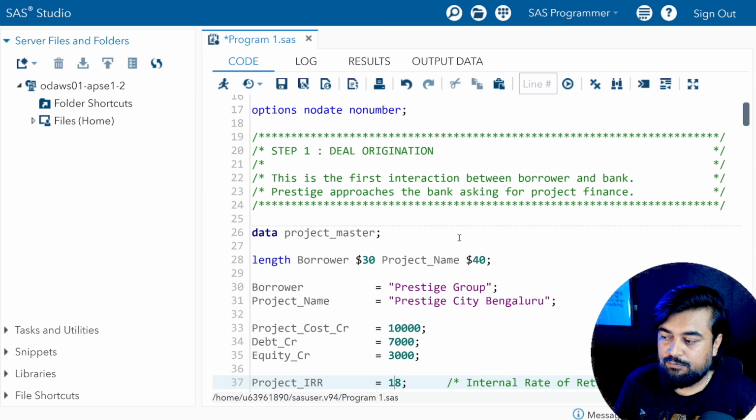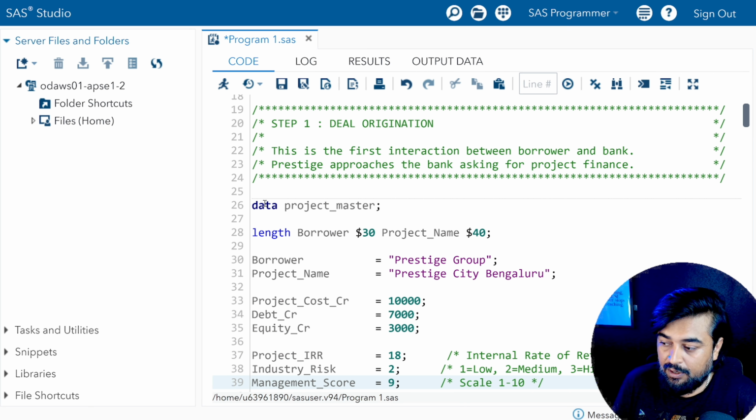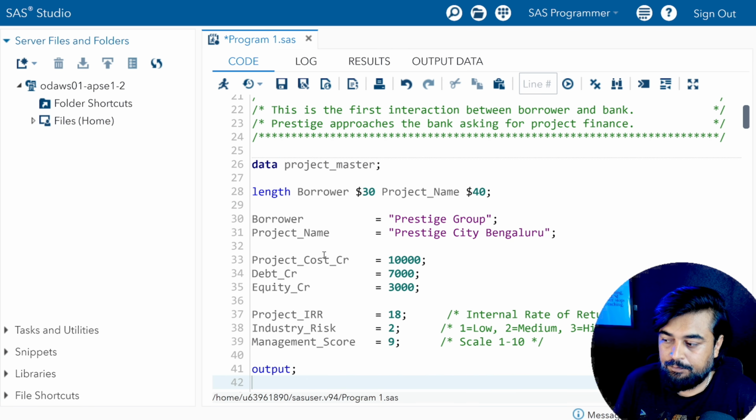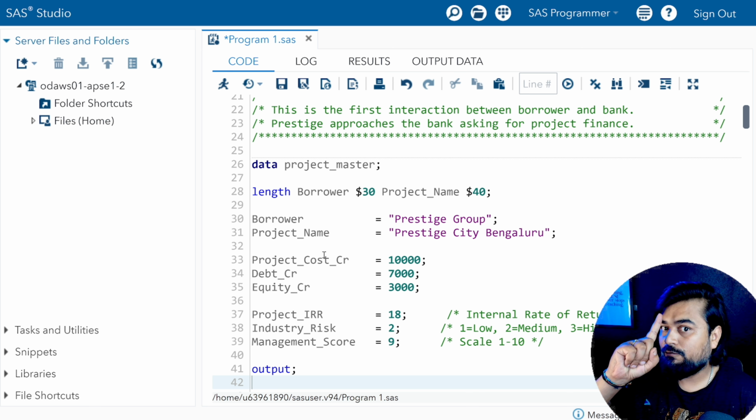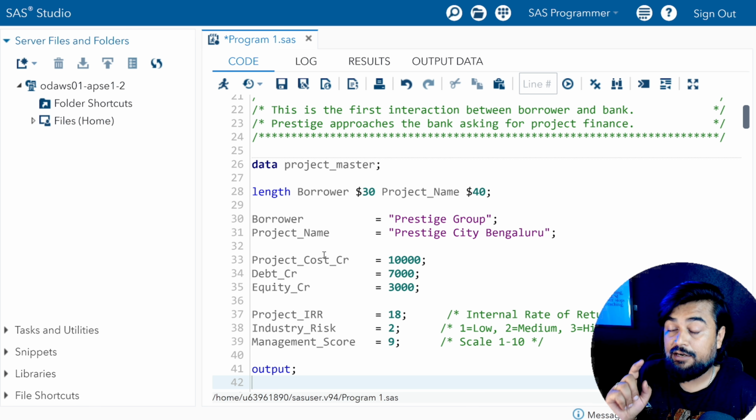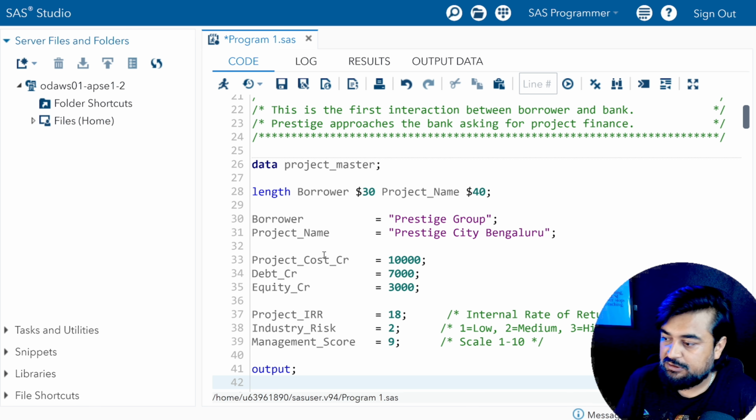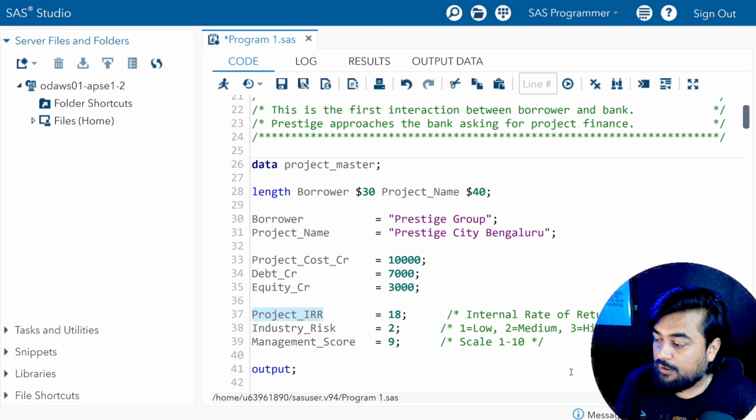So step 1 is the deal origination, where I'm creating a data set, project master, and I'm thinking from the perspective that there is one borrower. Don't think that we have so many borrowers. One borrower is Prestige. Now the borrower and project name are something we have defined. Project cost, debt, how much we are giving, then equity is 3,000. Project IRR, which is the internal rate of return.